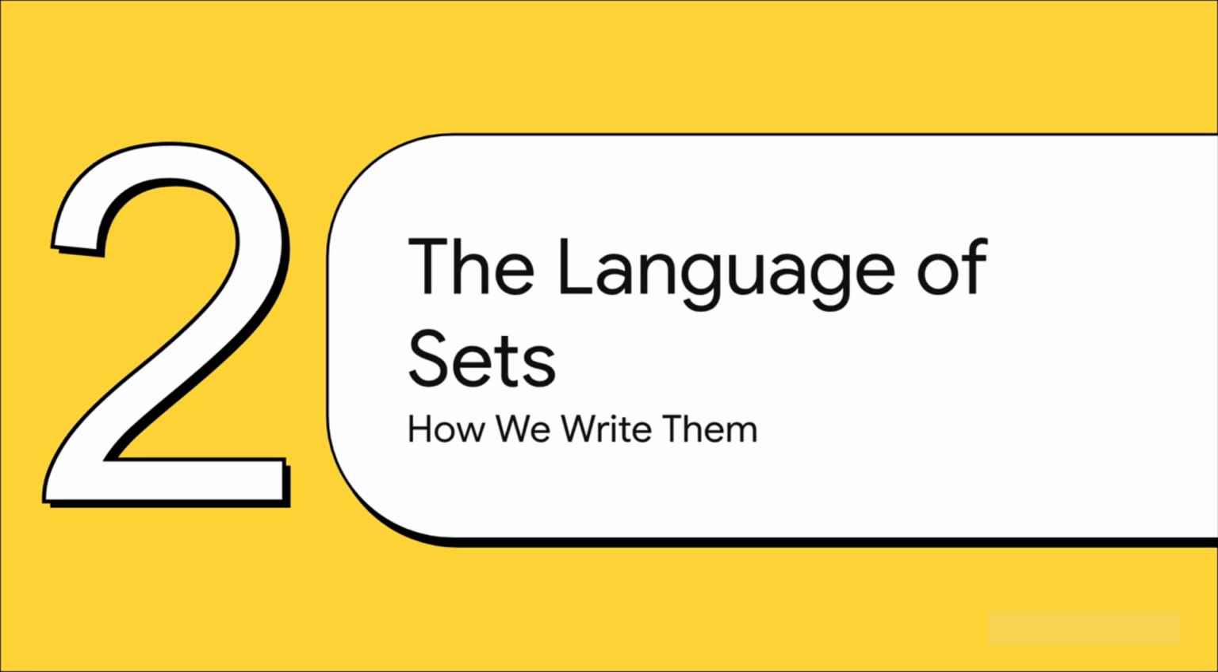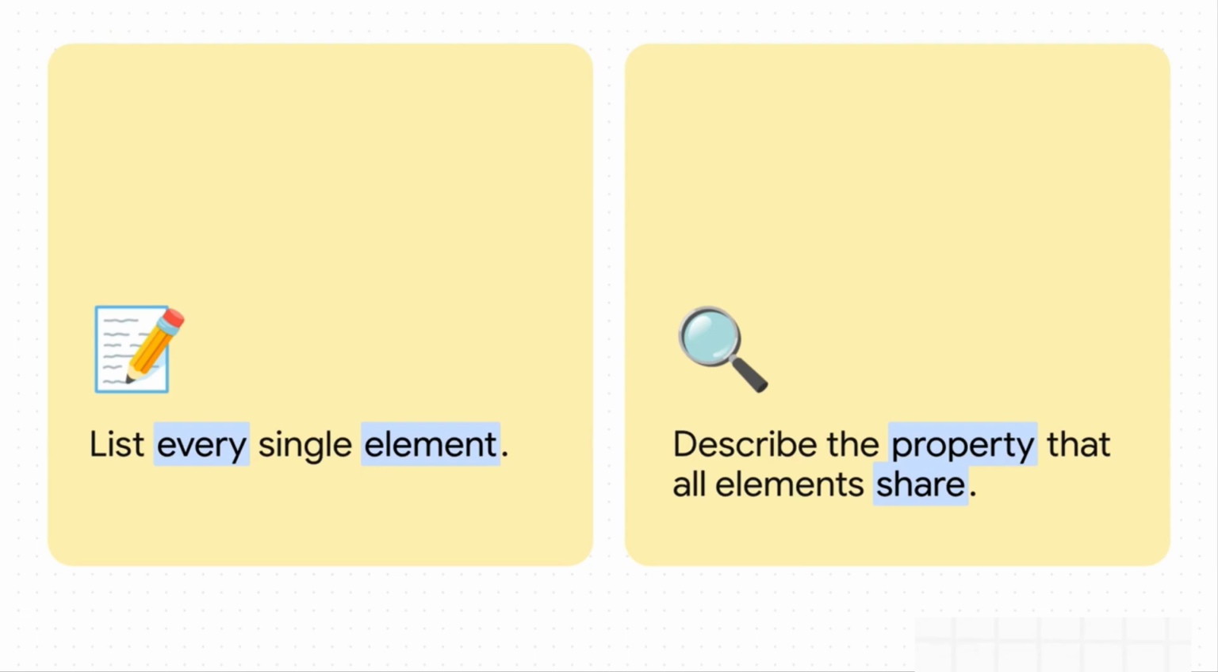Okay, so now we know what a set is, but we need to learn how to speak the language. In mathematics, there are two main ways we write and describe sets, and knowing both of them is going to make you super flexible. Think of it like this. On one side, you've got the roster method. This is like a literal guest list for a party. You write down the name of every single person or element that's invited. Then you've got set builder notation. This is more like describing the dress code, everyone wearing a blue shirt. One just lists them out, the other describes them.